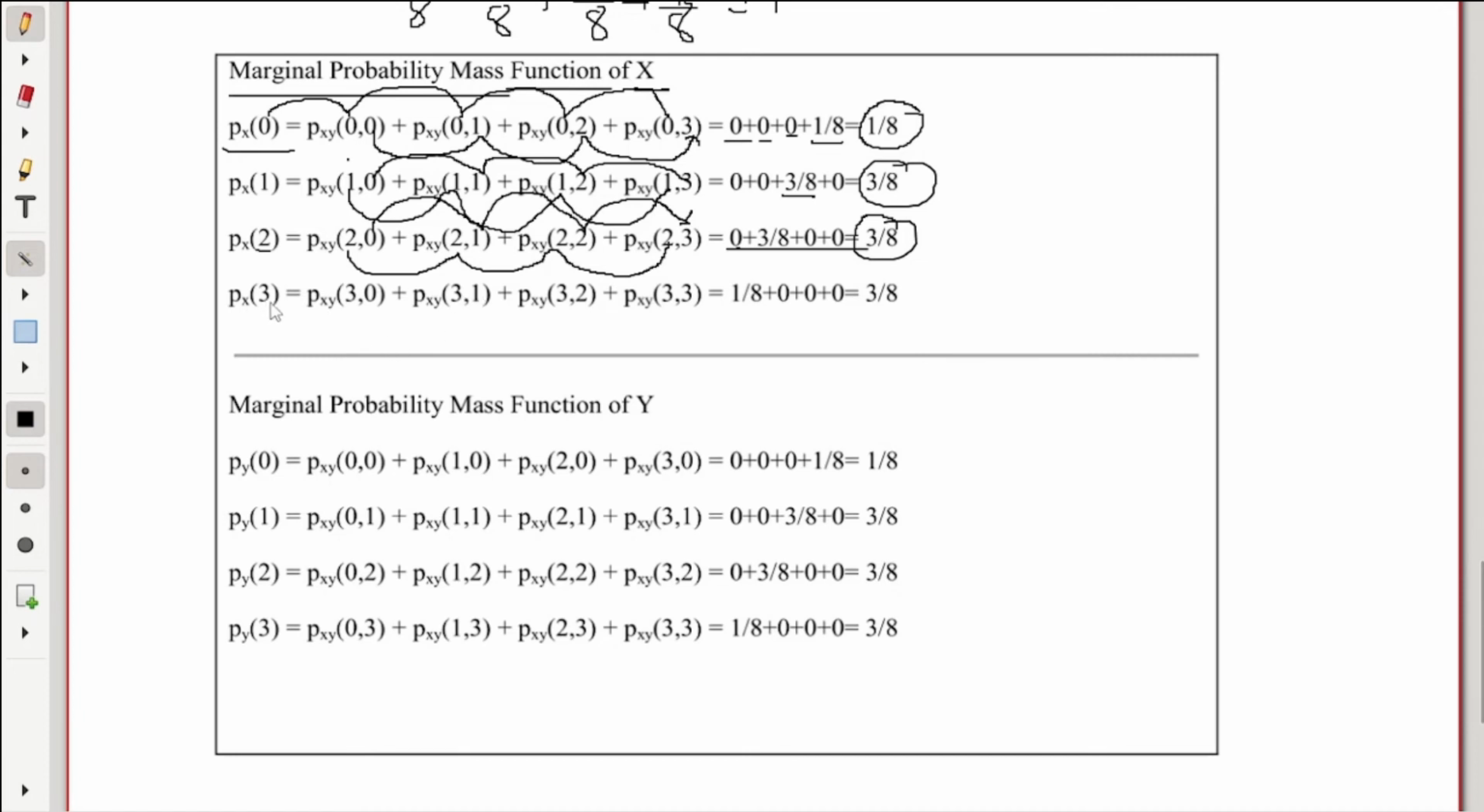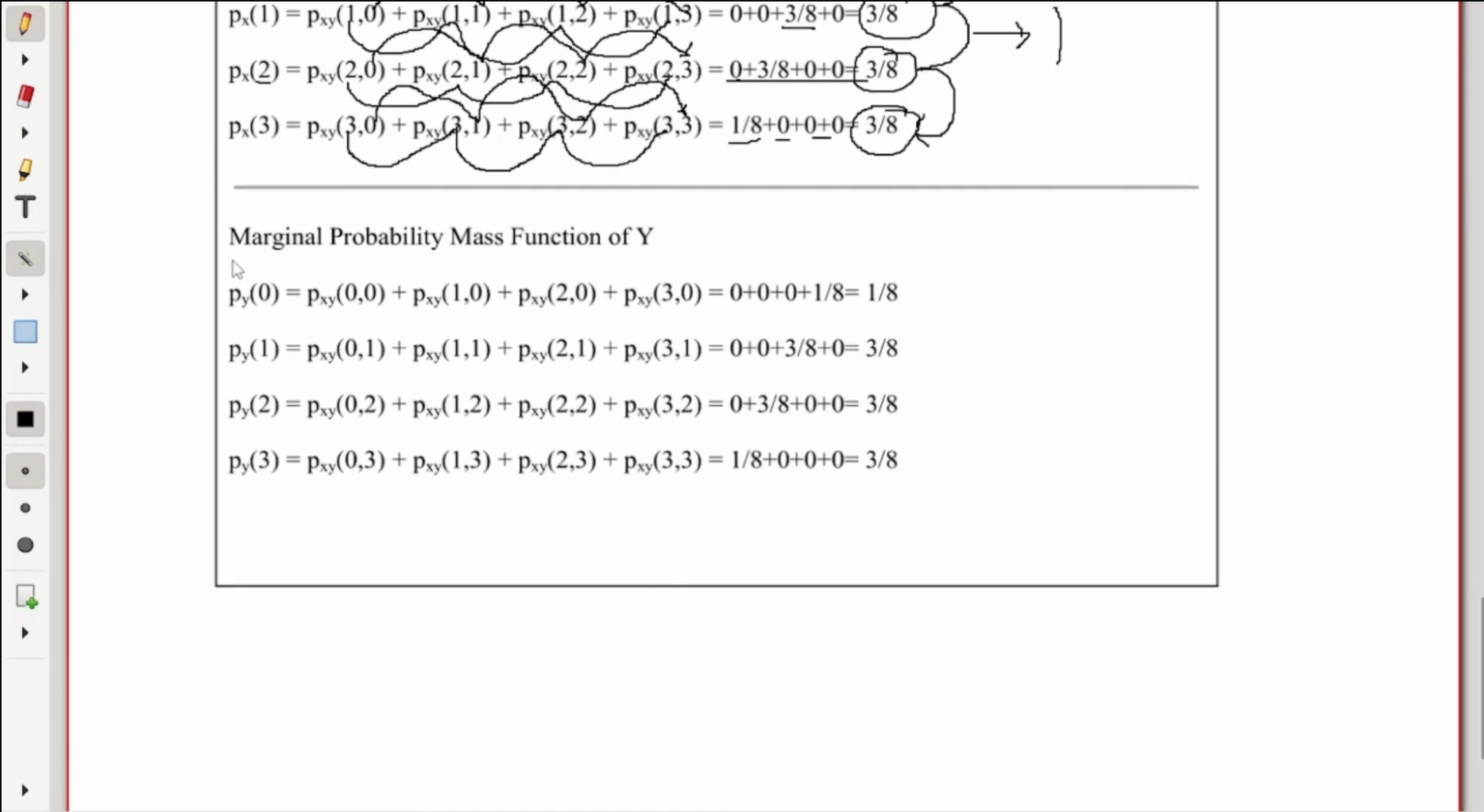P_X(3): X is 3 with all possible values of Y, so p_XY, see that Y is varying, so calculate the probabilities and you will get 1 upon 8. And one thing, the sum of all marginal probabilities is 1.